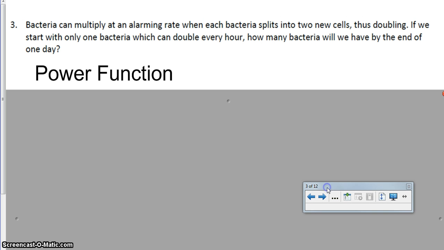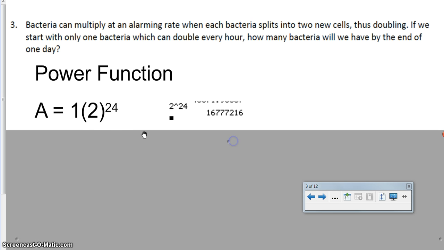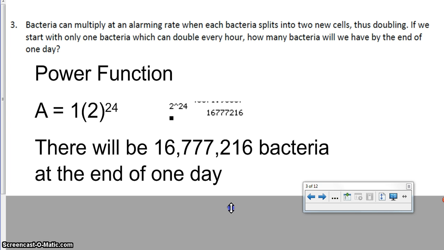Problem number 3. This is a power function because you're starting with 1 bacteria. It doubles every hour. How many bacteria will you have at the end of 1 day? Okay? So remember, we are starting with a population of 1. Double rate is 2 raised to the power of 24. And when you put it in the calculator, you get that. And so at the end of 1 day, you would have 16,777,216 bacteria. My goodness, I hope that's not deadly bacteria.